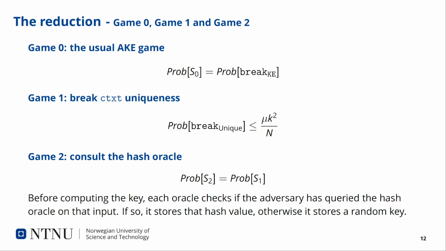In game 2, we change how each oracle computes the session key. So before computing a key, the oracle checks if the adversary has queried the hash oracle, which is the key derivation function, on that input. If so, it stores that hash value, and otherwise it stores a random key. And we can see that this is where the problems start if we try to carry our proof from the random oracle model to the quantum random oracle model, because the input we are looking for might be hidden in superposition by the adversary. So we believe that with a careful use of the quantum random oracle, this shouldn't be a problem and the security proof should carry on, but we leave this for further research.